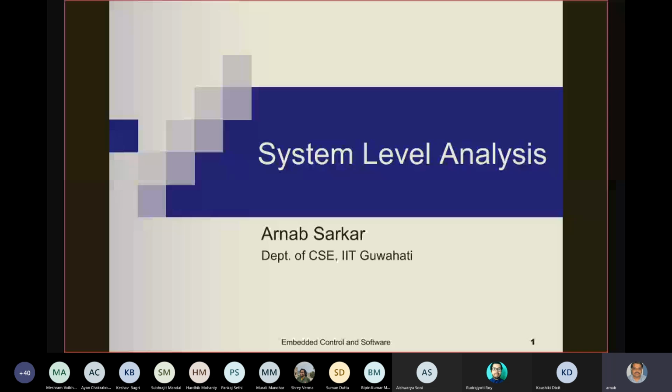Right, so let's start. Although we could not go to the stochastic hardware software partitioning approach, we have to shift in the interest of time. Today we'll have a brief look at another topic, system level analysis and design.